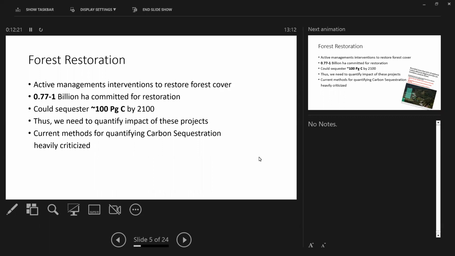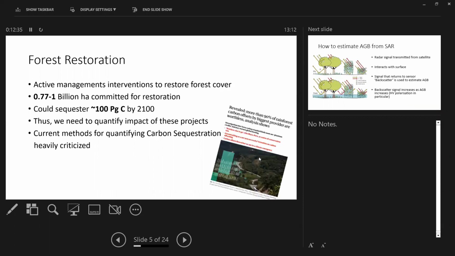But that really does mean that we need to quantify these numbers, make sure that these targets are meeting the expectation. We understand how much is being sequestered, especially in light of this Guardian article that some of you may not have read this week. It's quite a big headline. David, you've got great quotes in there.